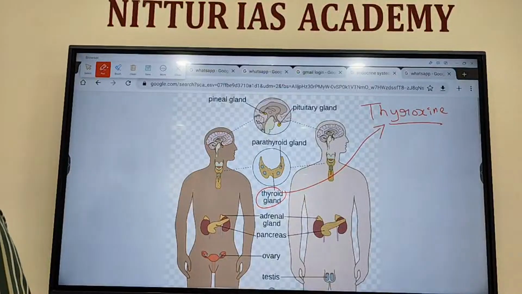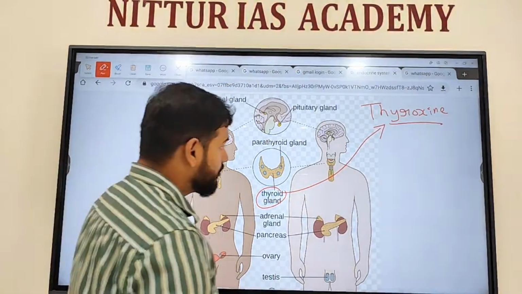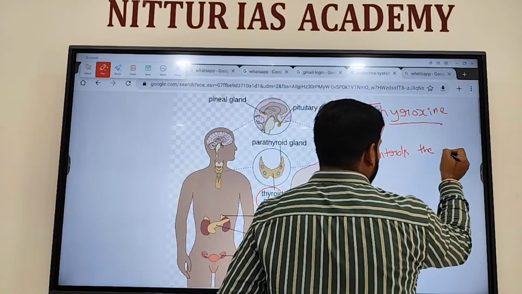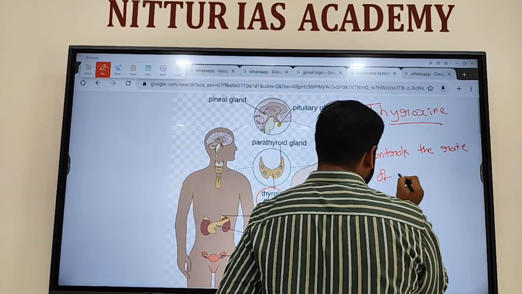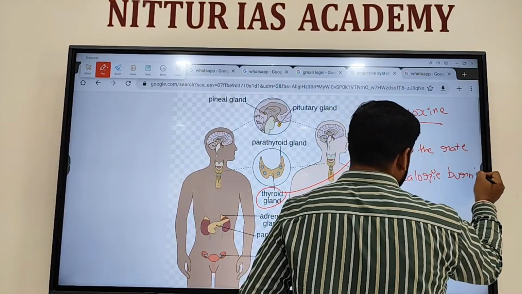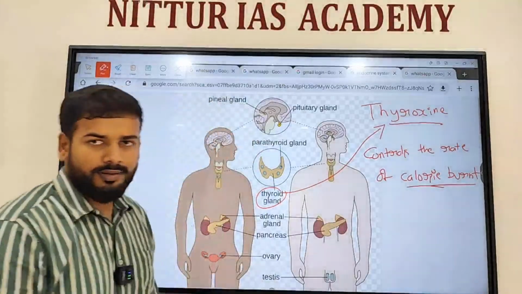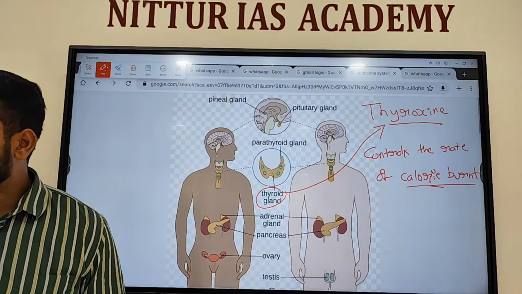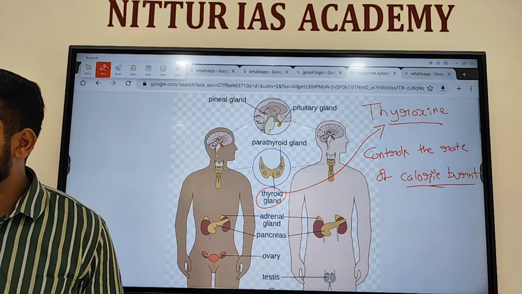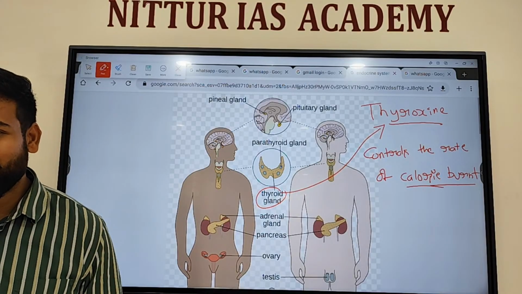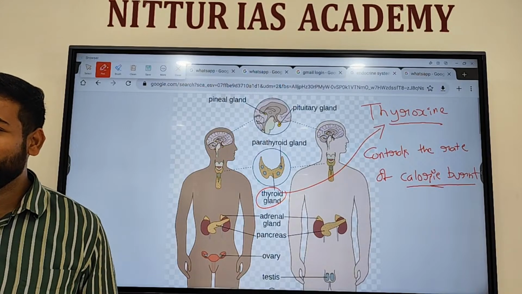Thyroxine is secreted by the thyroid gland. Its main function is to control the rate of calories burnt. Controls the rate of calories burnt. Meaning, what did you have for breakfast? You didn't have breakfast? You should have breakfast. Okay.